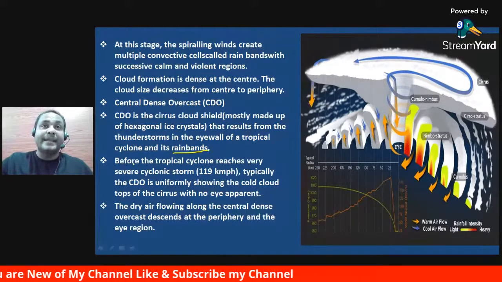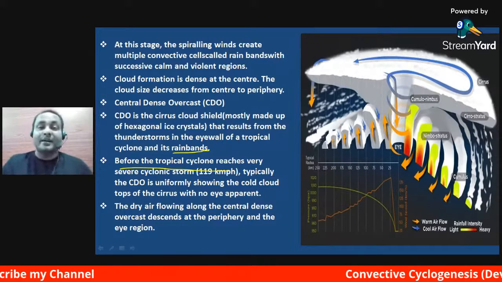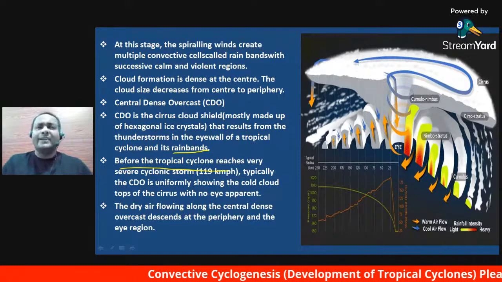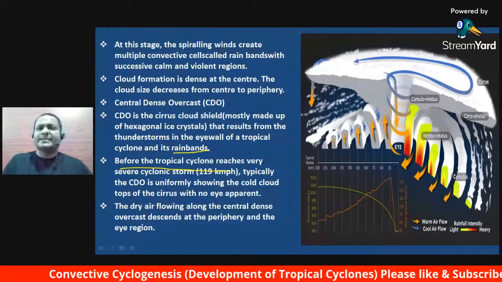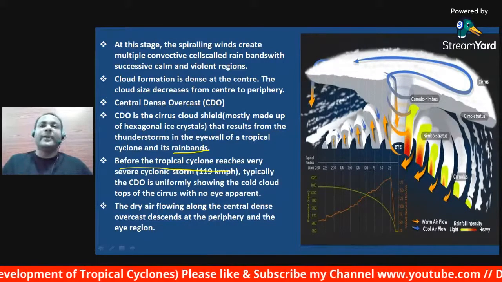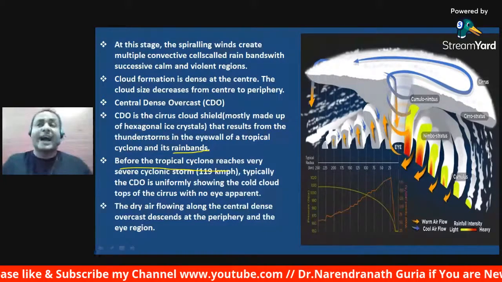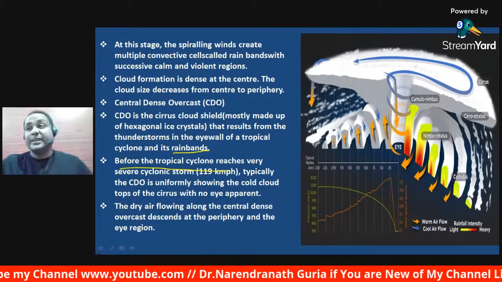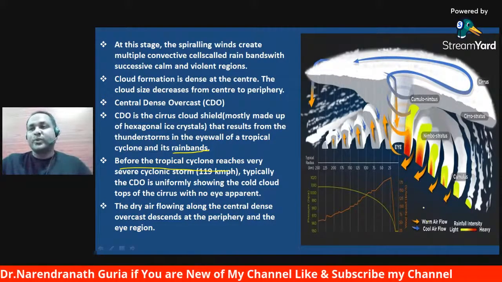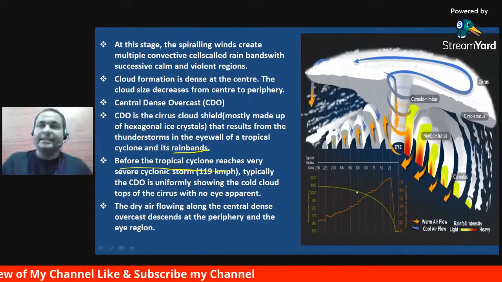It is rain bands, and before the tropical cyclone becomes very severe, a cyclonic storm of around 119 kilometers per hour, typically the CDO is uniform, showing cold cloud tops and cirrus with no eye apparent, and the dry air flowing along the central dense overcast descends at the periphery and eye region. Very interesting. You see the warm air flow and the cool air flow, and they show different colors. Watch carefully at this stage.